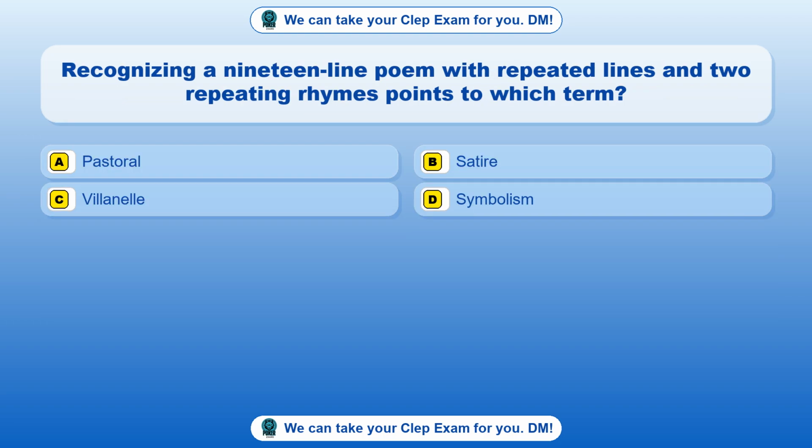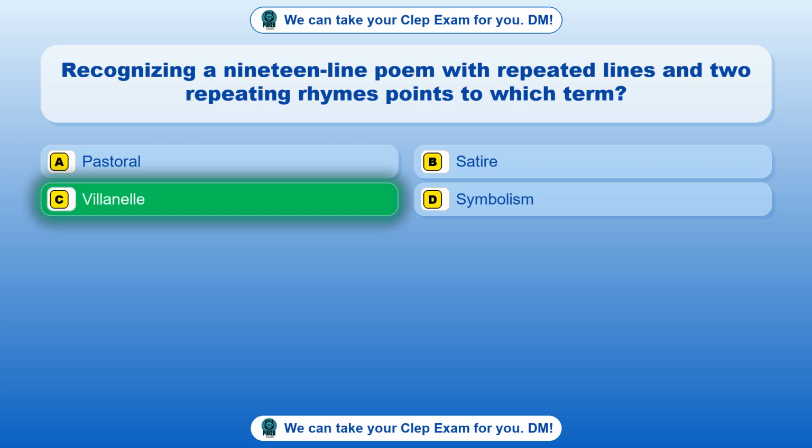Question 77. Recognizing a 19-line poem with repeated lines and 2 repeating rhymes points to which term? Option A, pastoral. Option B, satire. Option C, villanelle. Option D, symbolism. The correct answer is option C, villanelle.